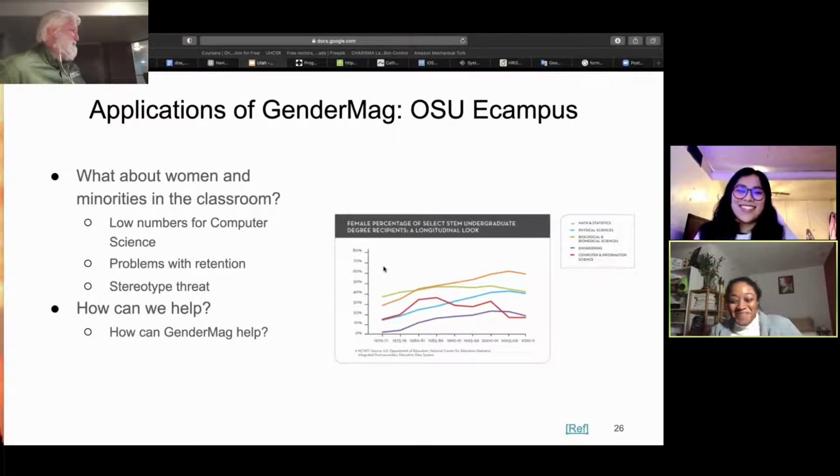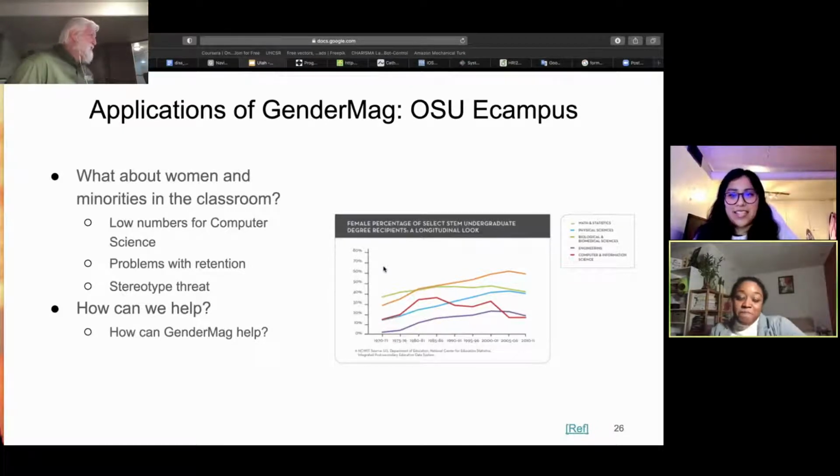But as you can see on the right side, we have this fancy little chart where the red line is women in computer and information science, and it is very low, especially compared to other STEM fields. But there are problems with retention and stereotype threat, all sorts of problems for women and minorities in the classroom. So how can we help? How can GenderMag help? Next, please.